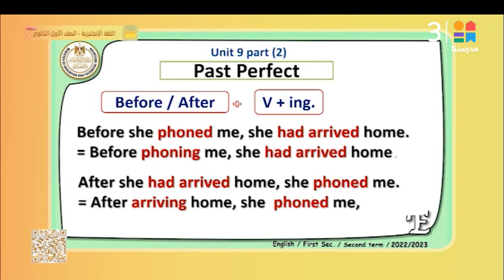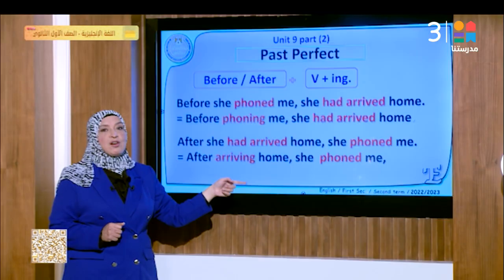Before she phoned, before phoning. Again here, after she had arrived, after arriving. So if before and after, when there is no subject, after the word after or the word before, we use the verb ing. So we can say before phoning or after arriving.